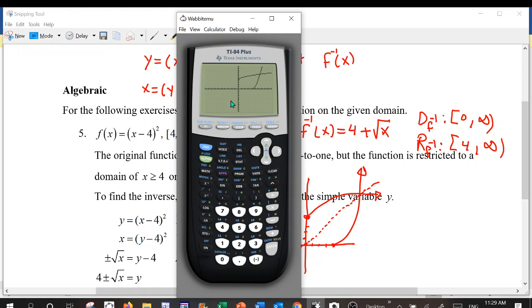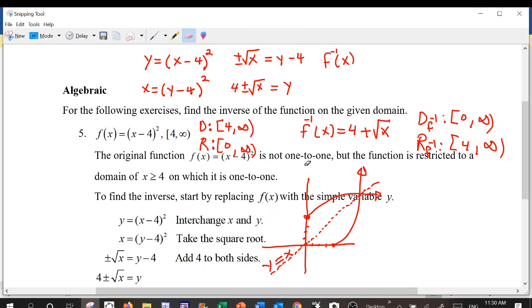Now this window is not square, so the scales on the x and the y are not exactly the same. If you want that, you have to go to zoom square, and you see that geometrically it looks symmetric, right? So the scales on the y and the x are exactly the same. So anything that is, let's say you have a circle here, it would look like a circle. If your zoom is not square, then it might look like an oval. Okay, so that's the function and its inverse. So that's one.